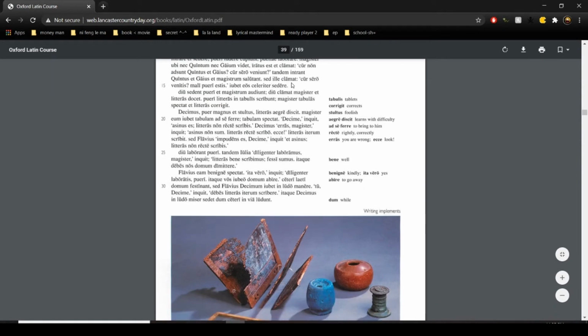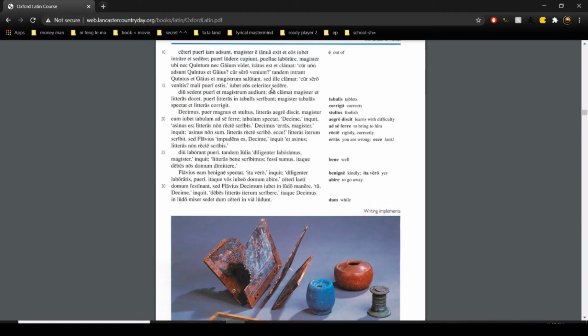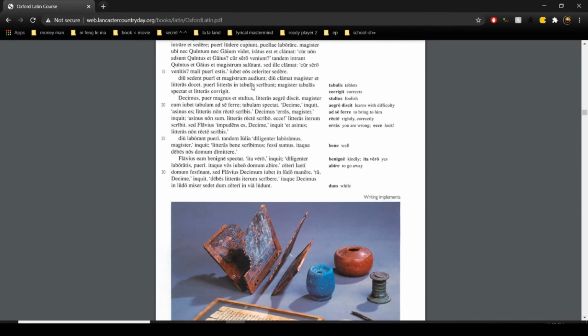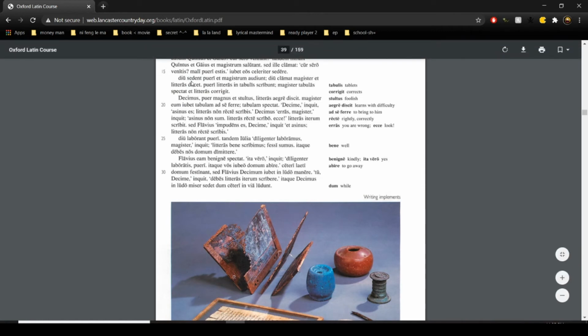Sed ille clamat: Cur sero venitis? Mali pueri estis. But he shouts, Why are you late? You are bad boys. Uh-oh. Iubet eos celeriter sedere. So he orders the boys to sit quickly. Tandem sedent pueri et magistrum audiunt. So finally, or at long last, they sit and the boys listen to the teacher.